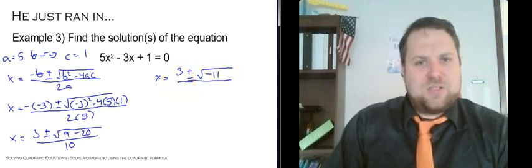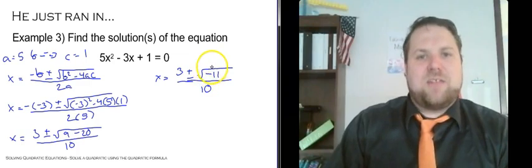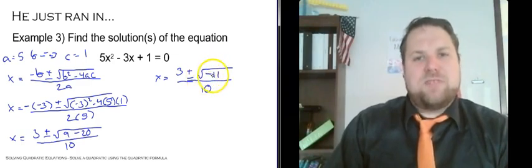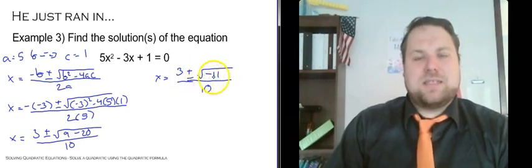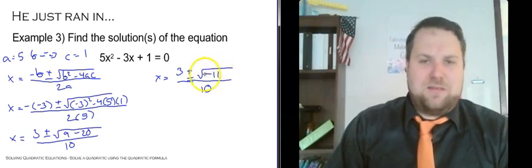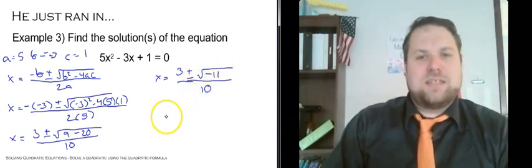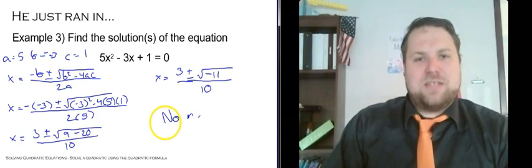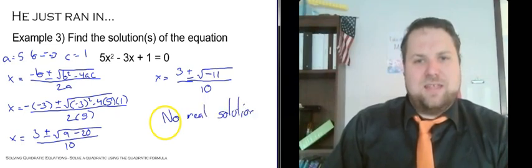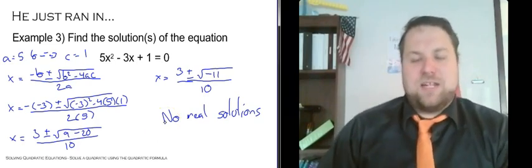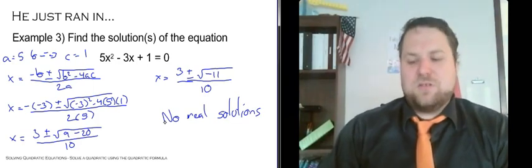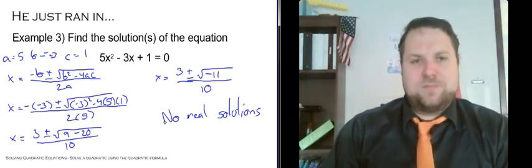9 minus 20 is negative 11. When we take the square root of a negative number, what we're going to get are imaginary solutions. So once I get to this point and I see that the discriminant, the value underneath the radical symbol, is negative, I can just go ahead and stop and say, hey, no real solutions to this guy. Don't even have to work the rest. So keep your eyes open for that discriminant. If it comes out negative, know that you're done right there and then.